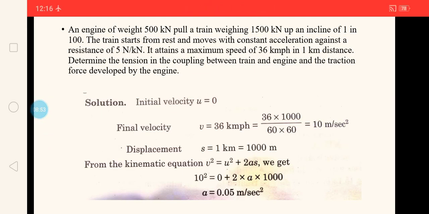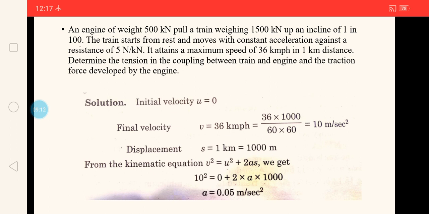Now the next problem is an engine of weight 500 kilonewton. See, the weight of the engine is 500 kilonewton, pulling a train weighing 1500 kilonewton. The rest of the bogies will have a weight of 1500 kilonewton. So the weight of the engine is 500 kilonewton, and the bogie weight is 1500.